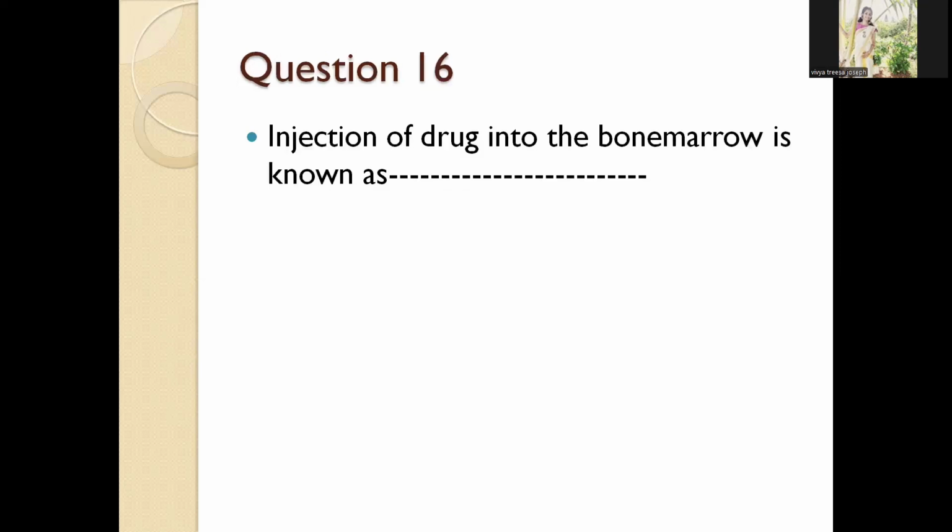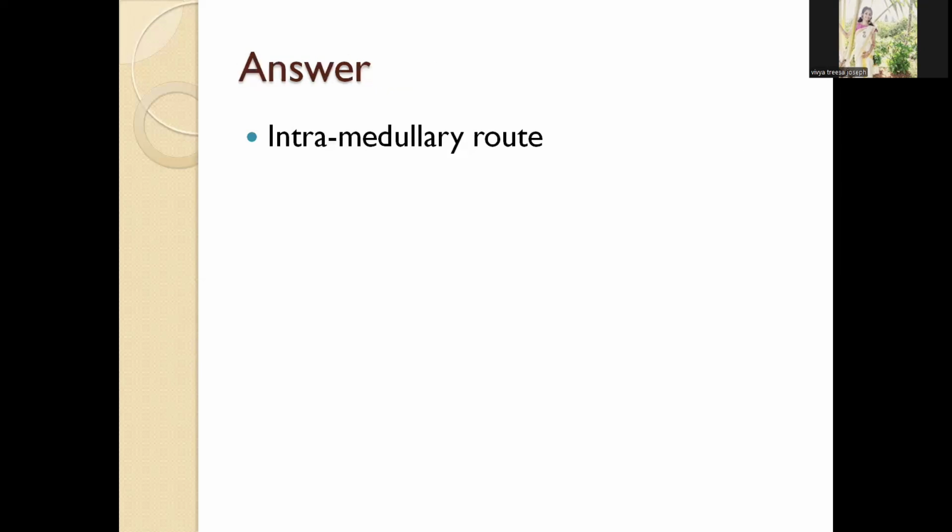And the last question is, injection of a drug into the bone marrow is known as dash route. The answer is intramedullary route. This route involves injection into bone marrow. Now this route is rarely used, but as a precaution, the expiry date of the preparations is to be checked, and oil-based injection should not be mixed with any other injection. That is the general nursing responsibility.